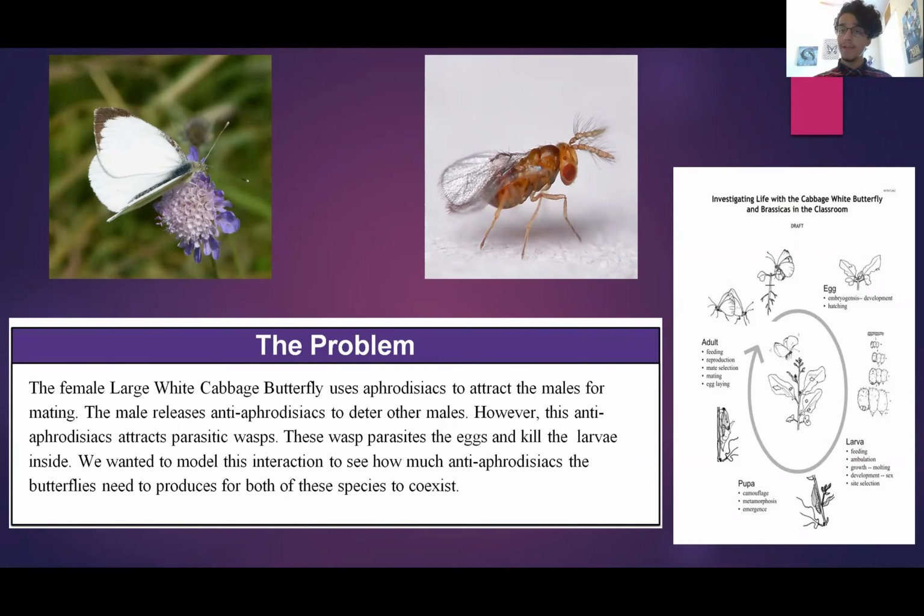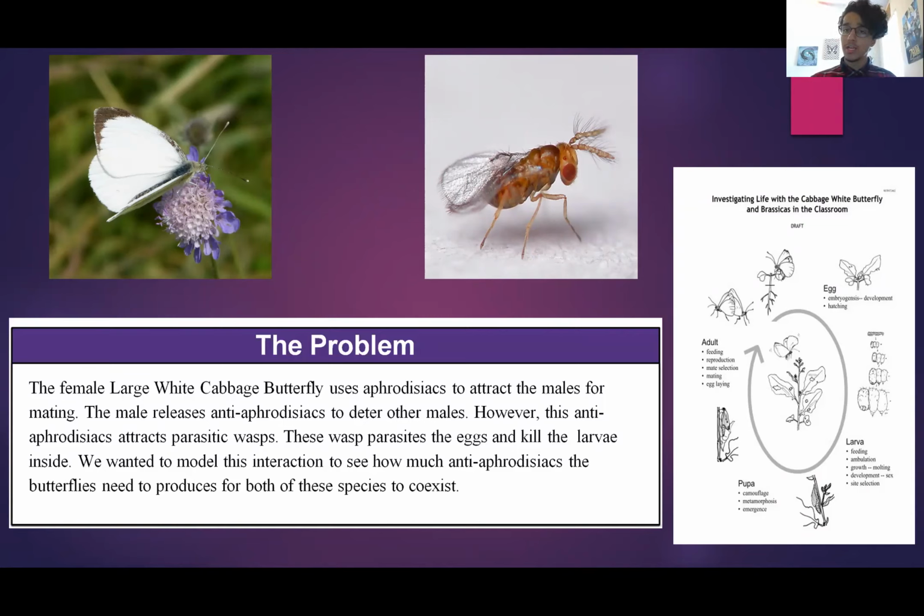Once one male butterfly finds the female and begins the reproduction phase, it releases a chemical called an anti-aphrodisiac, which then deters other male butterflies. However, it attracts parasitic wasps. This provides a problem to the female because these parasitic wasps come and latch onto the female and lay their own eggs within the female's eggs.